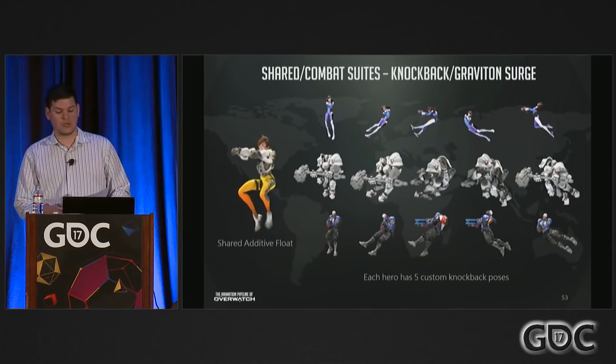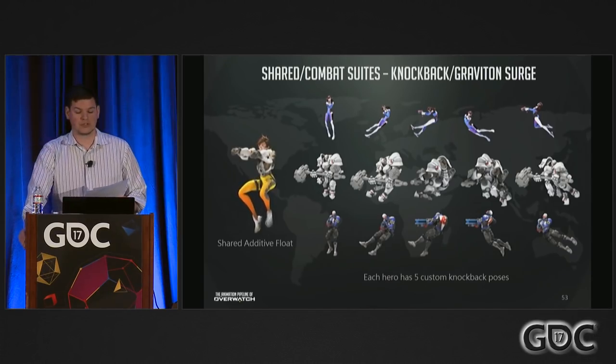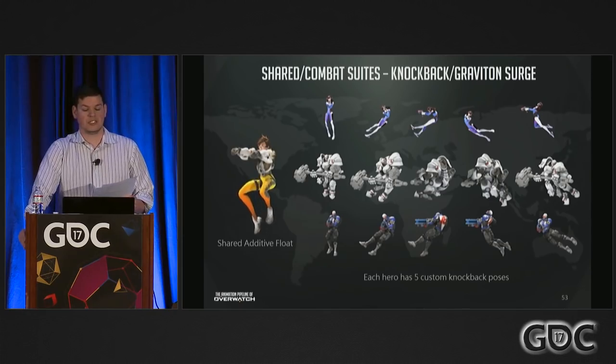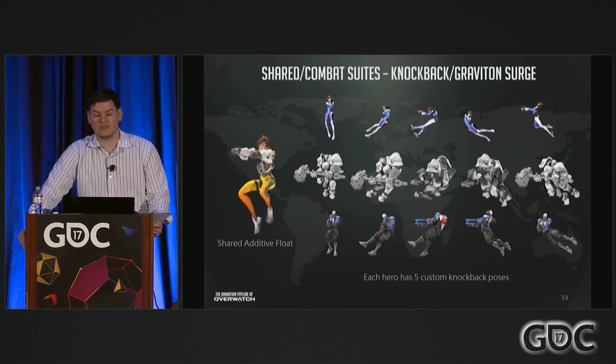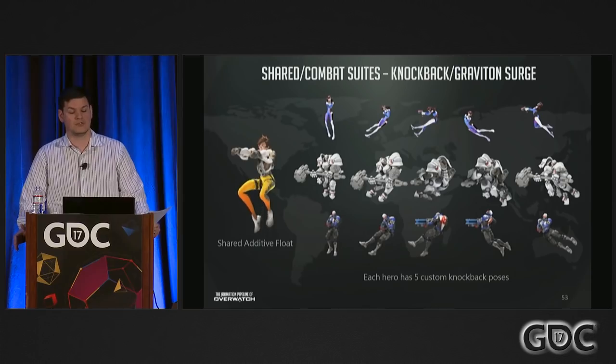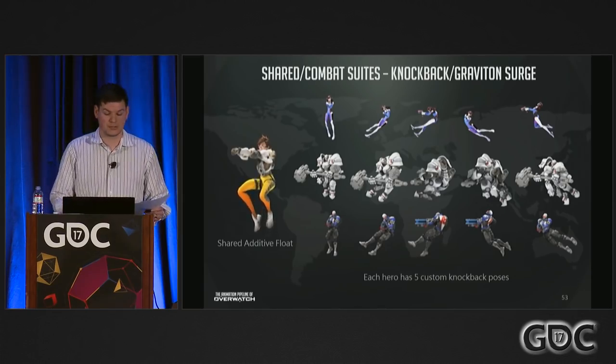While we usually author most shared animations like this floating pose on Tracer, if the shared animation doesn't look great, we can replace them with ones unique to each hero. Again, another example of our only build what we need pillar. On the right, you can see some of the heroes that created their own animations, Diva, Reinhardt, and Soldier 76, but we're still using a shared floating pose for their feet on Tracer.